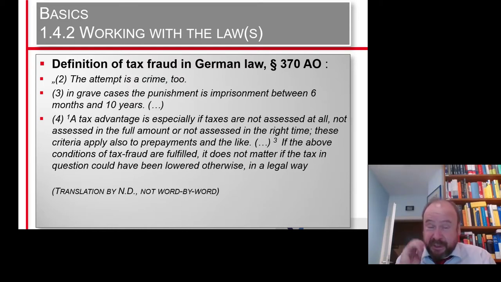The attempt to commit tax fraud is also a criminal offense, and you can already be punished for the attempt. Well, that's not a big surprise. In many other cases, that's the case too. For example, attempted murder. No, you don't get away with that for free. In grave cases, you can even be sent to prison between 6 months and 10 years. The nice thing is here that if that is a grave or hard case of tax fraud, then it's not possible to get away with a mere monetary fine. Then a prison sentence is unavoidable.